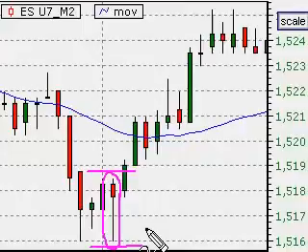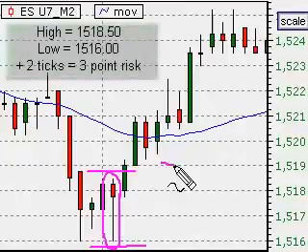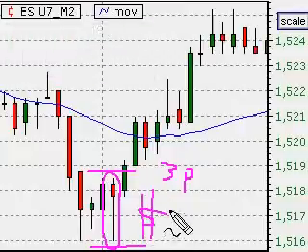A tick is again the minimum amount that the market moves. It's the increment in which it moves. $12.50 per tick. So that's $150 per contract. Okay, so again, this is 3 points, and the risk is $150 per contract.